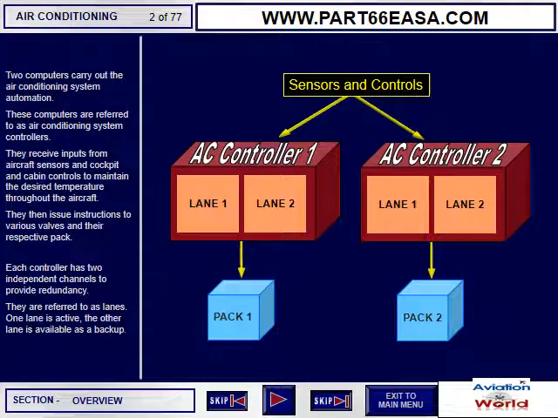Two computers carry out the air conditioning system automation. These computers are referred to as air conditioning system controllers. They receive inputs from aircraft sensors and cockpit and cabin controls to maintain the desired temperature throughout the aircraft. Then they issue instructions to various valves and their respective pack. Each controller has two independent channels to provide redundancy. They are referred to as lanes. One lane is active, the other lane is available as a backup.